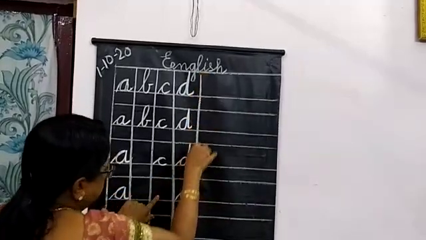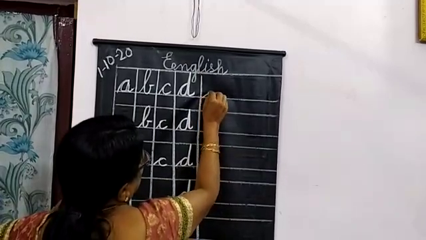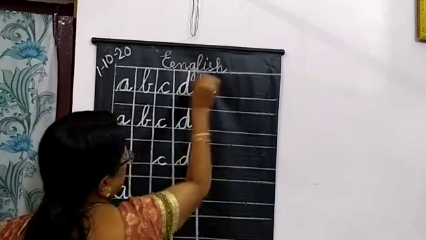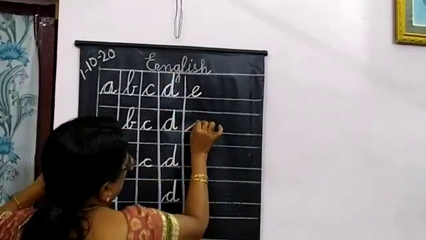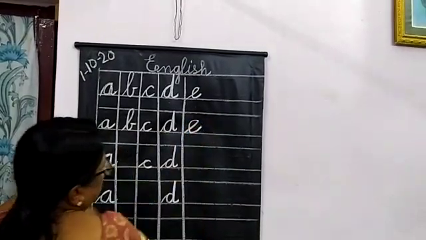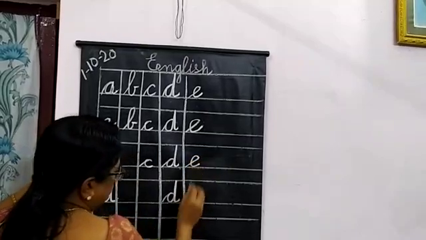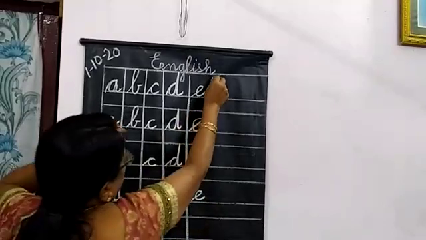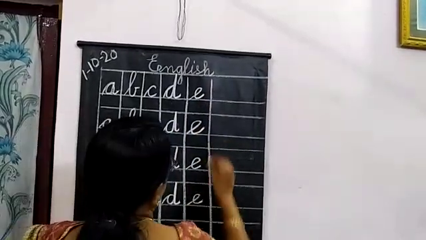After letter D, we write letter E. From down, go to the middle of the line, then turn to left. Once again I show. From down, go up, the middle, turn to the left. Letter E. Small letter E.